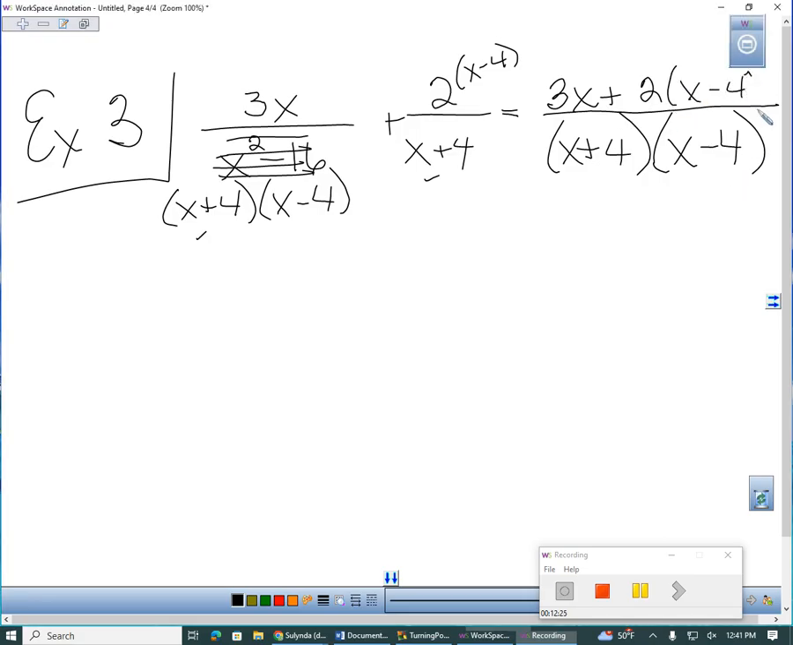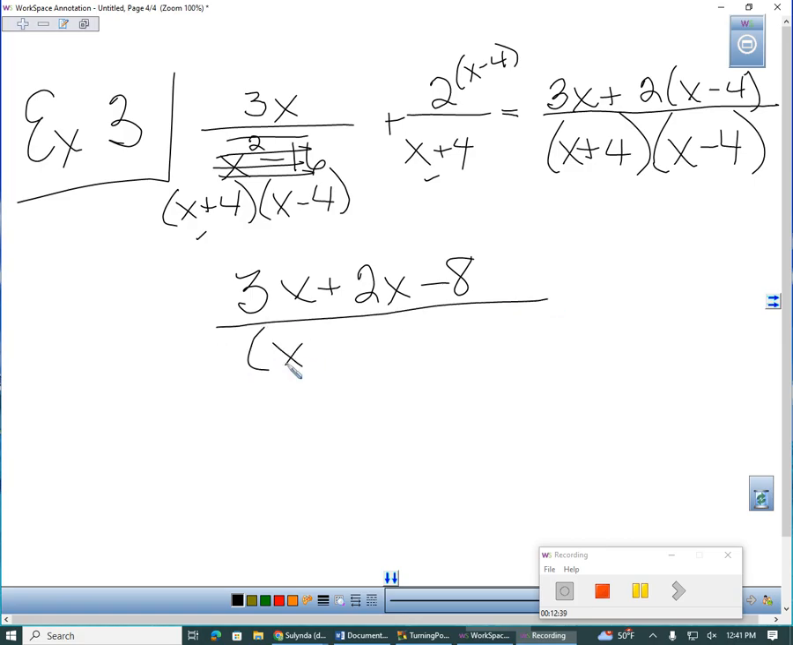And now we're going to go ahead and simplify. So I have 3x plus 2 times x is 2x. Of course, I misstated my restrictions. We'll get to that in a second. 2 times negative 4 is negative 8 over (x + 4)(x − 4). What can I combine together on the top line? The x's, absolutely. So I have 3x plus 2x.